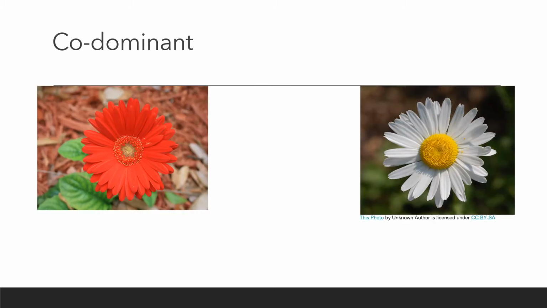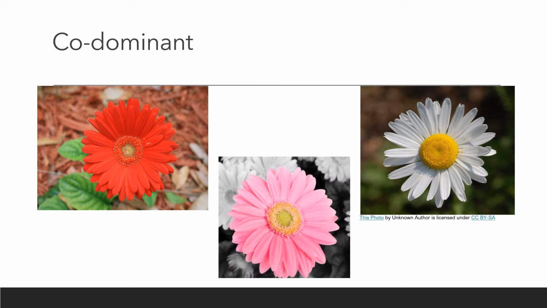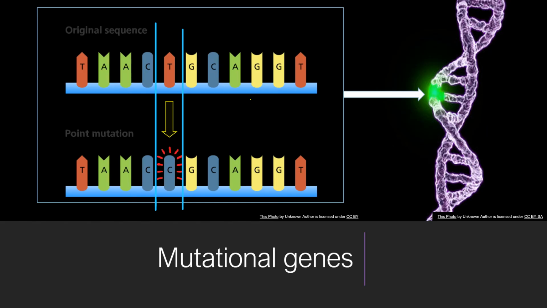Not all traits are dominant and recessive, though. Some traits are codominant. This means that you have a blend of traits that your parents have. An example of this is flowers. If you have a flower with a red color and a flower with a white color, their offspring will have a pink color. It can be confusing, but what is more confusing is genes with mutations.